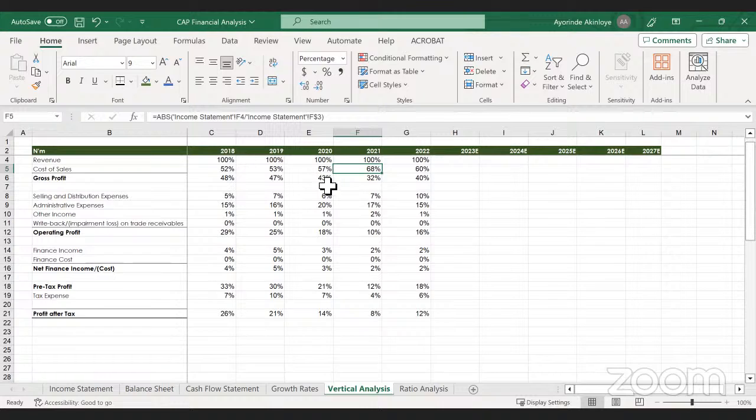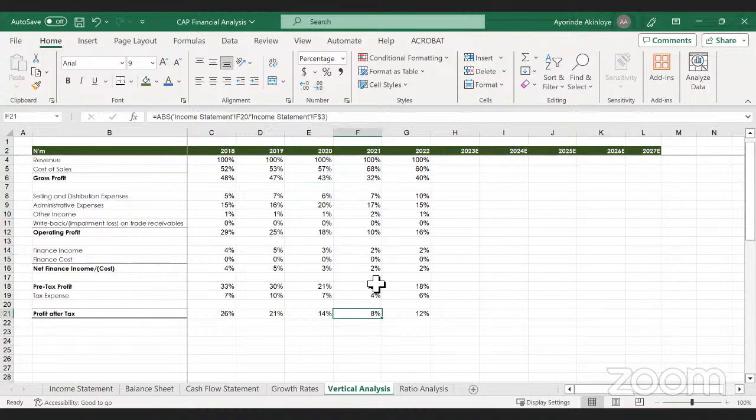And this is critical because it means the margin. It means before, in 2020, CAP, for every 100 naira they generated, they were getting 43 naira in gross profit. But in 2021, because of a big spike in their cost, for every 100 naira they were generating, only 32 naira was going to profit. And in the end, it would have a negative impact on their bottom line.